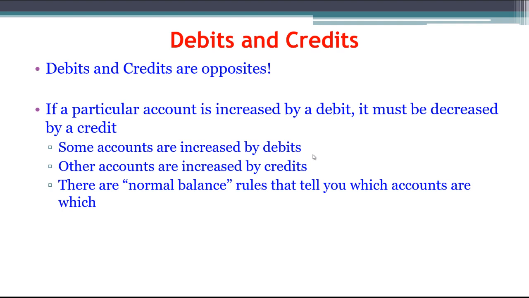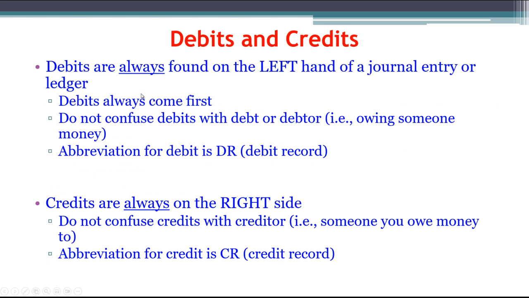What you do need to know, again, is that debits and credits are opposites. If one particular account is increased by a debit, the opposite, the credit, decreases it. And we talked about the normal balance rules. What you need to remember, again, is that debits are always on the left side of an entry. Debits always come first.